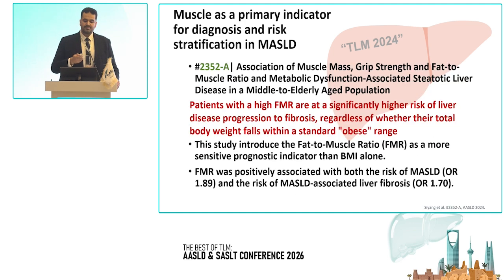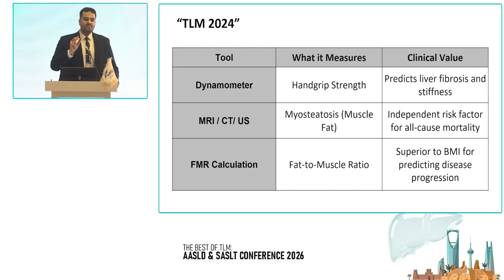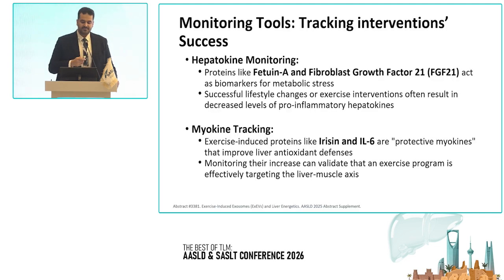And you can see here 3 abstracts highlighting the following. We can be using the dynamometer to assess the hand grip strength to predict the liver-related fibrosis and the stiffness. Also, assessing the muscle fat, the myosteatosis, using CT, MRI, or ultrasound, can independently predict the risk for all-cause mortality in the persons with liver-related steatosis and fibrosis, and the quantification of liver fat in this study didn't do. Also, the calculation of the muscle to fat ratio was acting superior to the simple BMI and simple weight analysis for the prediction of the disease progression.